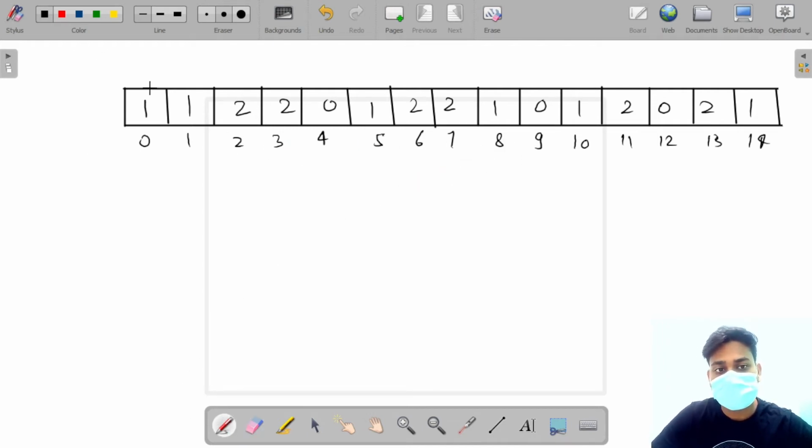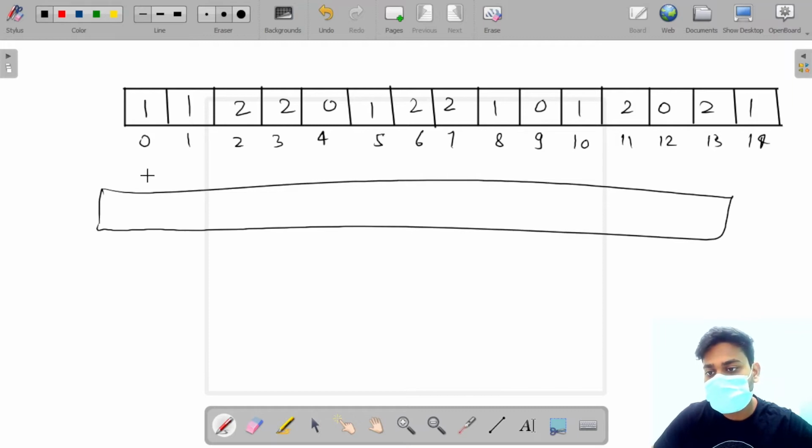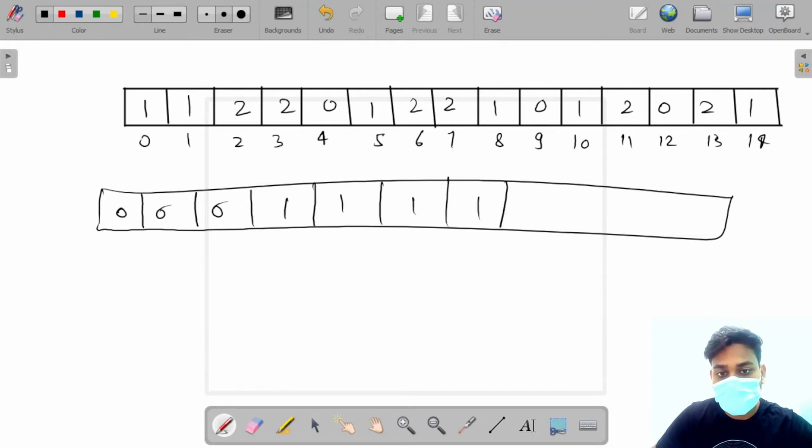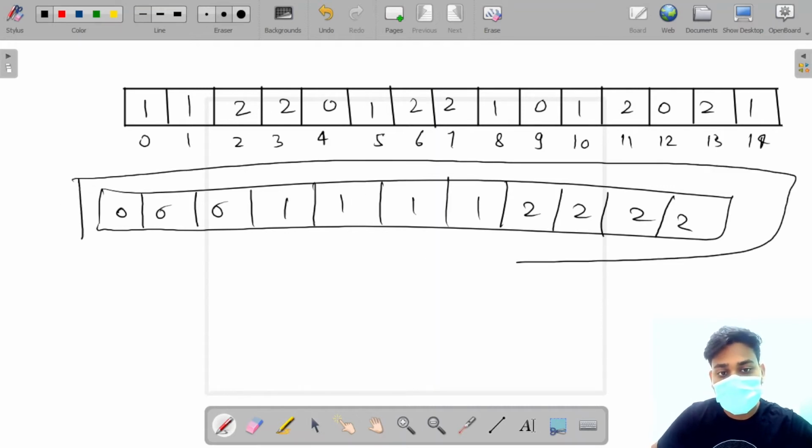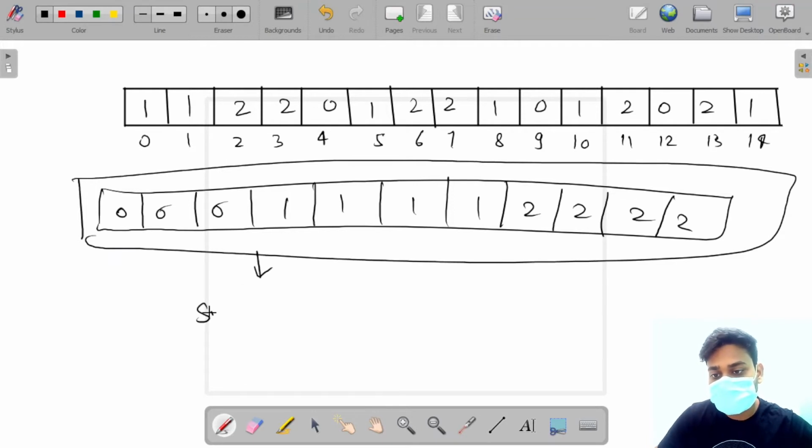So the problem says that you have given an array in which 0, 1, 2 are placed in an unsorted manner, and what you have to do, you have to sort the given array so that all the zeros come first, all the ones come after the 0 and all the 2 come after 1. But you have to sort this in a single order traversal. You have to solve this problem in a single traversal.